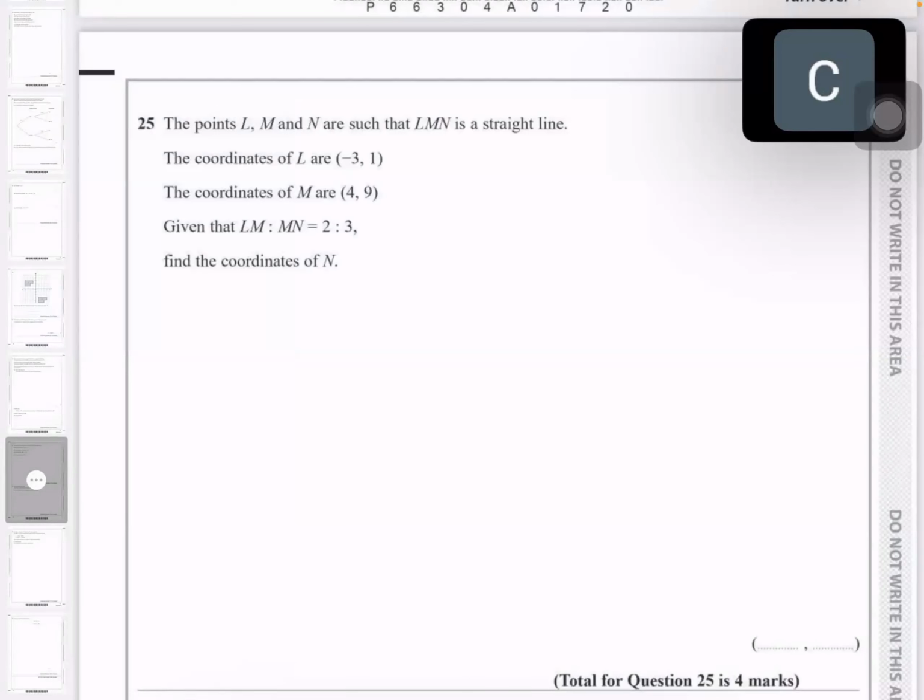Okay, all right, good. So this one is about shapes or lines. L, M, N is such that LMN is a straight line. Coordinates: -3, 1, 4, 9, giving that. This one looks like it's going to need a sketch. Yeah, I think it does.